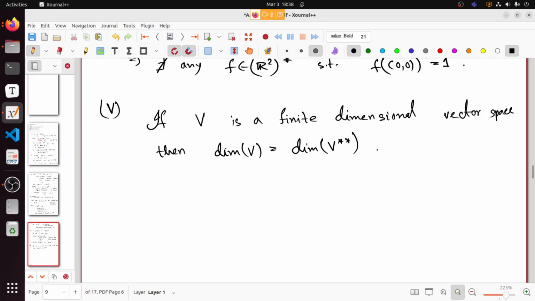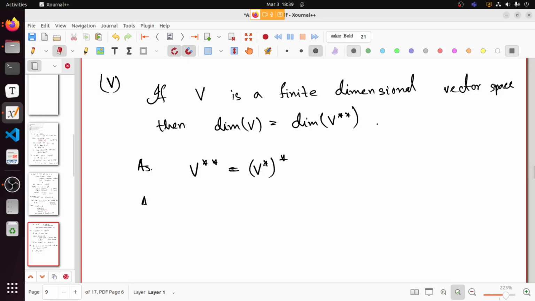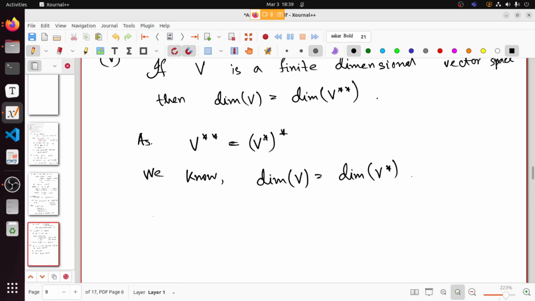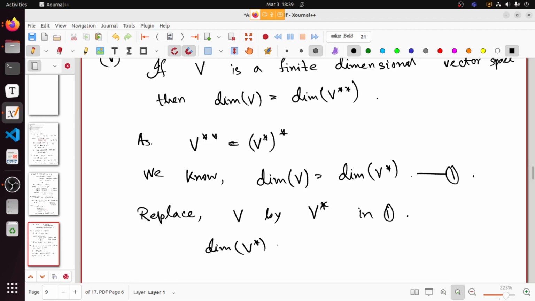We have done that dimension of B equals dimension of B star, right? And what is B double star? B double star is basically B star whole star, the dual of B star. We know dimension of B equals dimension of B star, and B star is again a vector space. So let's call this 1, and replace B by B star in 1. Then you will get dimension of B star equals dimension of B double star, right?